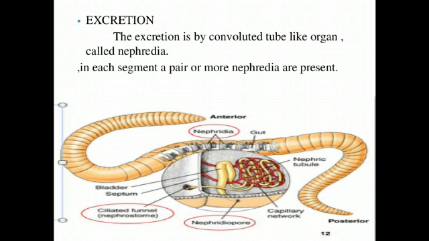Unlike respiration, annelids have special organs for excretion. So excretion is by convoluted tubules called the nephridia, and each segment has its own nephridium, and the nephridial pore opens outside the body. In the figure you can watch a convoluted tube which is called the nephridia. In each segment, a pair or more of nephridia are present.